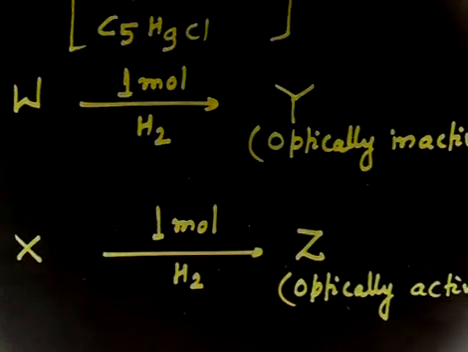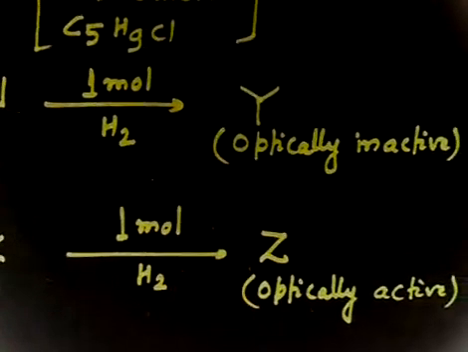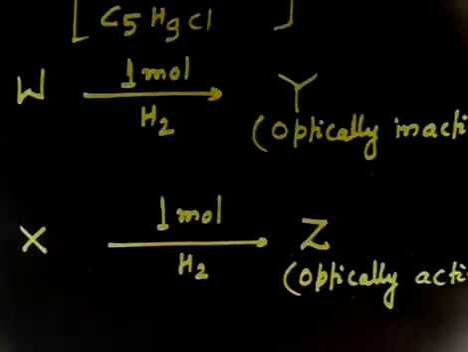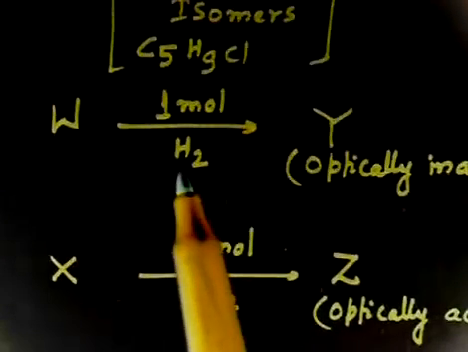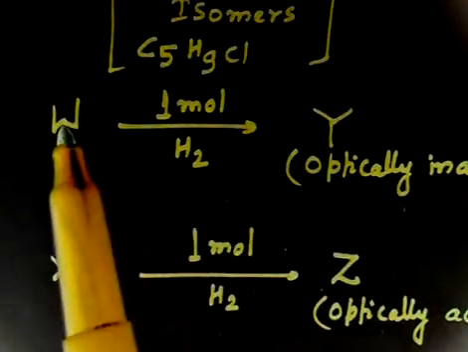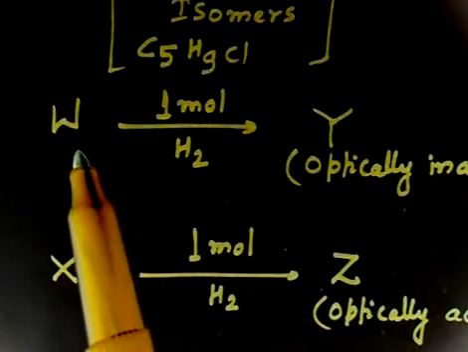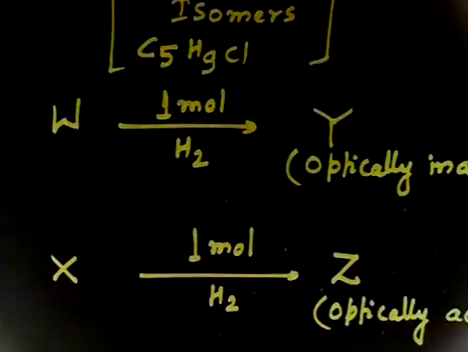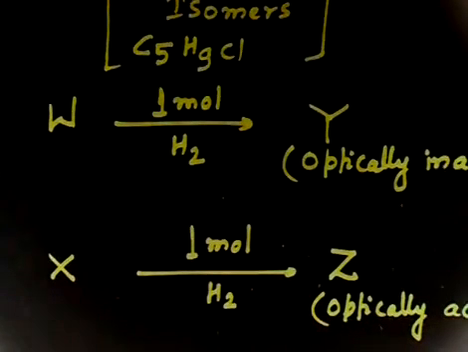I will give you 1 minute. Let me see how many of you can do it. And the hint is, if I add 1 mole of hydrogen, this becomes optically inactive. This means there are two groups attached to W that are the same kind. So let us wait for 1 minute.